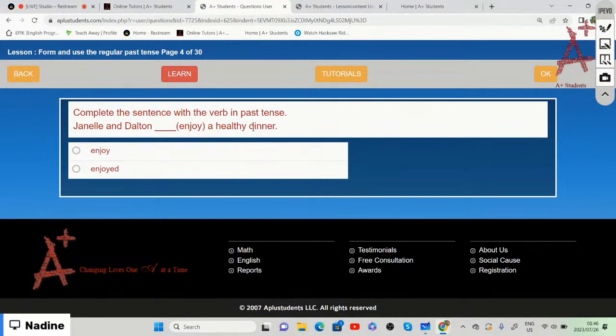Janelle and Dalton enjoy a healthy dinner. We need to complete the sentence with the verb in the past tense. So we need to choose the past tense. Is it enjoy or enjoyed? And remember, we said that we add an ED to the specific verb in order to change it from a regular present tense verb to a regular past tense verb. So is it enjoy a healthy dinner or enjoyed a healthy dinner? All right, so we can say enjoyed, where we add an ED at the end.